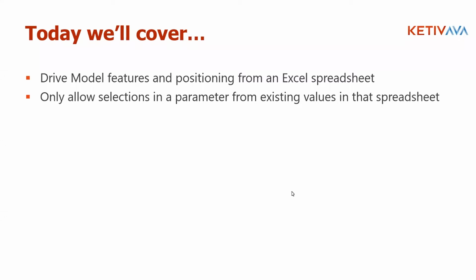So today we're going to talk about how we're going to drive model features and positioning from an Excel spreadsheet, and how we can also use that Excel spreadsheet to allow specific selections. So we'll give them a list of things to pick from rather than type it in any way you want. So let's get over to Inventor.